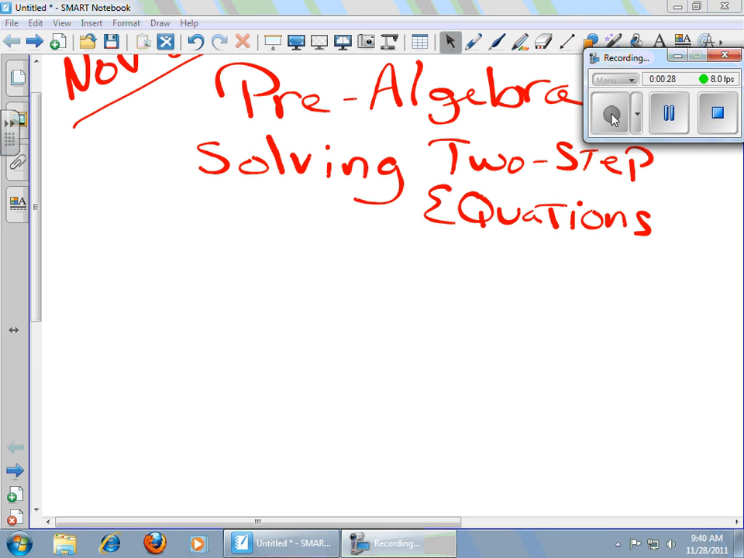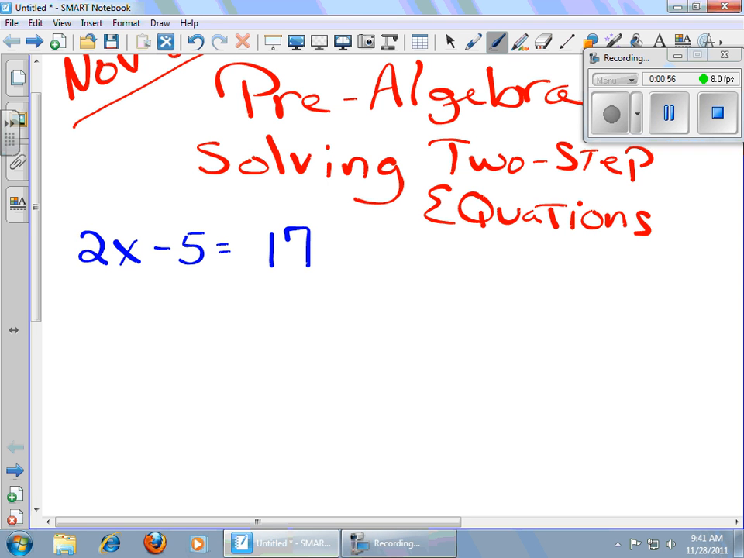Today in class, you did a little work with solving one-step equations. Today's lesson is all about solving two-step equations. For example, if I have an equation that looks just like this: 2x minus 5 equals, let's make it equal 17. To solve an equation like this, I am going to follow very similar questions to the ones I followed in class today.